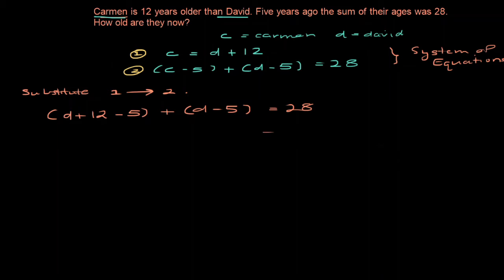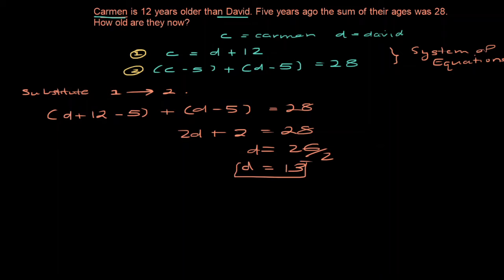So let's simplify this down. 12 minus 5 is 7. 7 minus 5 is 2. And we have 2D on this side, 28. 28 minus 2 is 26. Divided by 2 is 13. So D is 13, which means David is 13 years old.